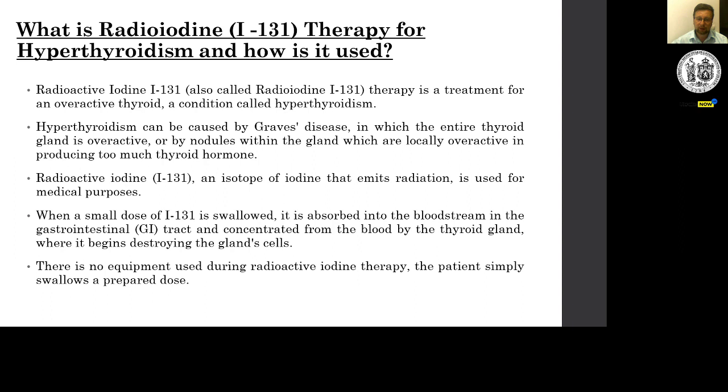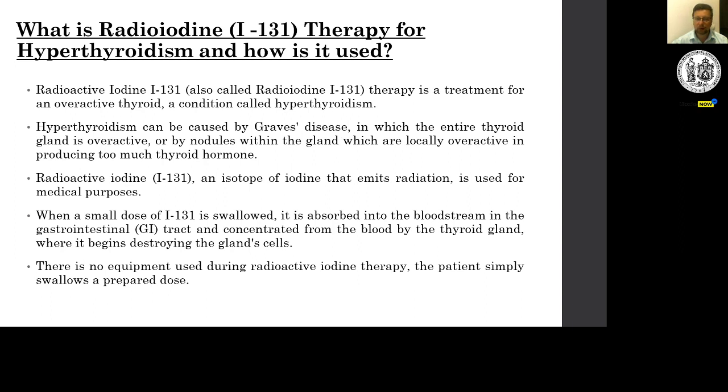Let's talk about the radiation therapy, which we may use to treat different pathological conditions of the thyroid gland. First of all, let's talk about radioactive iodine, radioiodine 131. It's the isotope of iodine, which could be used for hyperthyroidism. And how is it now used? First of all, we need to mention that radioactive iodine 131, also called radioiodine therapy, is a treatment for an overactive thyroid condition called hyperthyroidism.